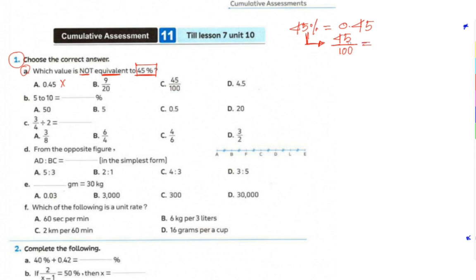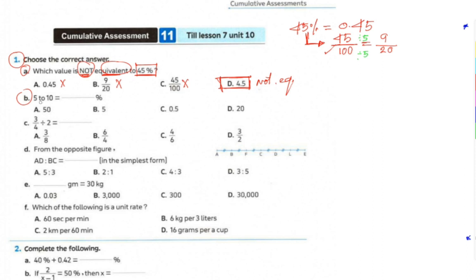Let's try. Simplify between 45 and 100. Divided by what? Divided by 5. 45 divided by 5 is 9, and 100 divided by 5 is 20. Look here, 9 over 20. So 9 over 20 is equivalent. I need not equivalent. Point C, 45 over 100, that's equivalent. So the last one is 4.5. This is not equivalent, and I need not equivalent.